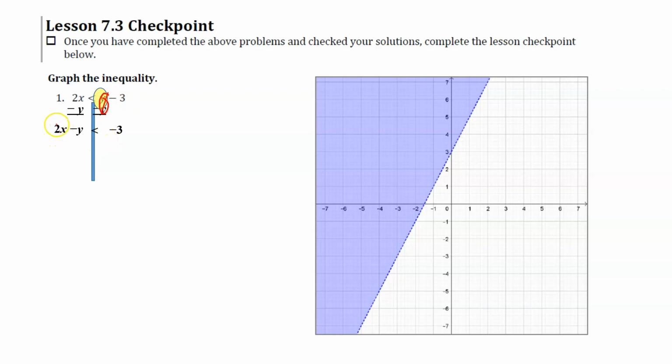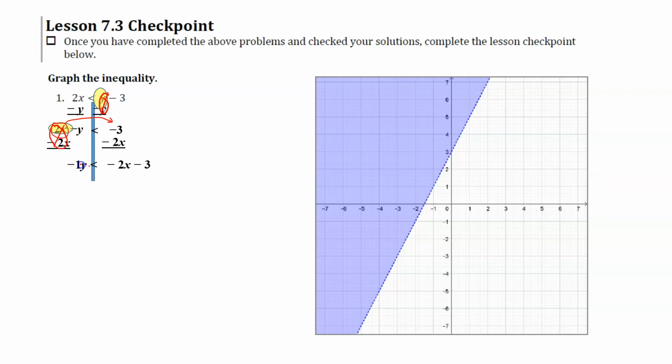So let's go ahead and move now the x over to the right-hand side. What's the opposite of a positive 2x? Negative. So that'll cancel out, and I'm left with negative y less than negative 2x minus 3. We're not going to put those together because 3 does not have an x. All right, we're almost done. Y is almost by itself, but there is one negative there.